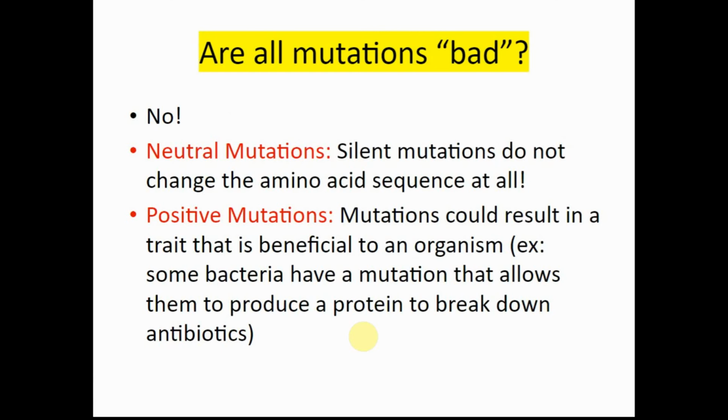Positive mutations, we could end up with a protein that gives the organism a trait that's actually beneficial. For example, there are some bacteria that have a mutation that makes them resistant to antibiotics, which are drugs that would normally kill them off. So they're making a protein that somehow allows them to survive in the presence of that antibiotic, which is good for the bacterium, not great for their human hosts, but good for the bacterium.